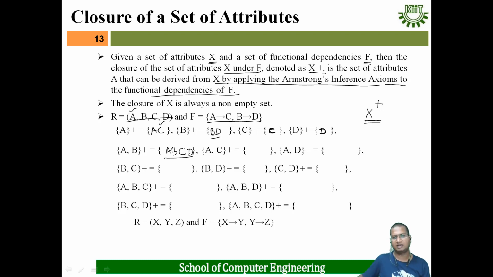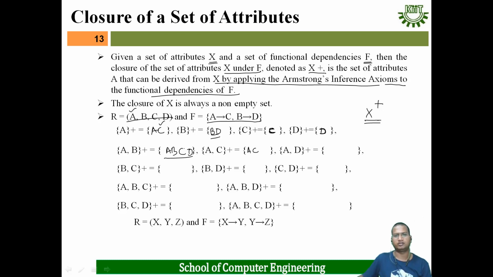Similarly, we can find out AC closure. AC closure means it will first logically infer AC. Then from AC, can we infer any other attributes? No. No other attributes can be logically inferred using Armstrong axioms. That means AC closure is equal to AC.